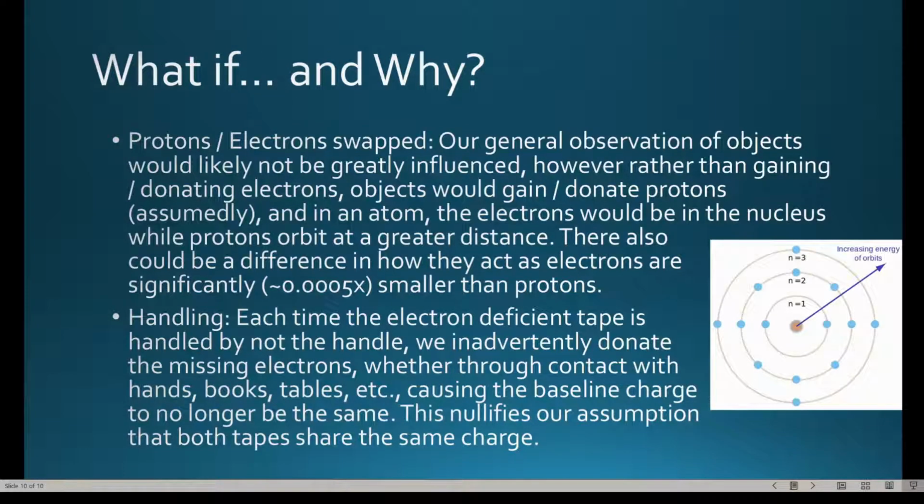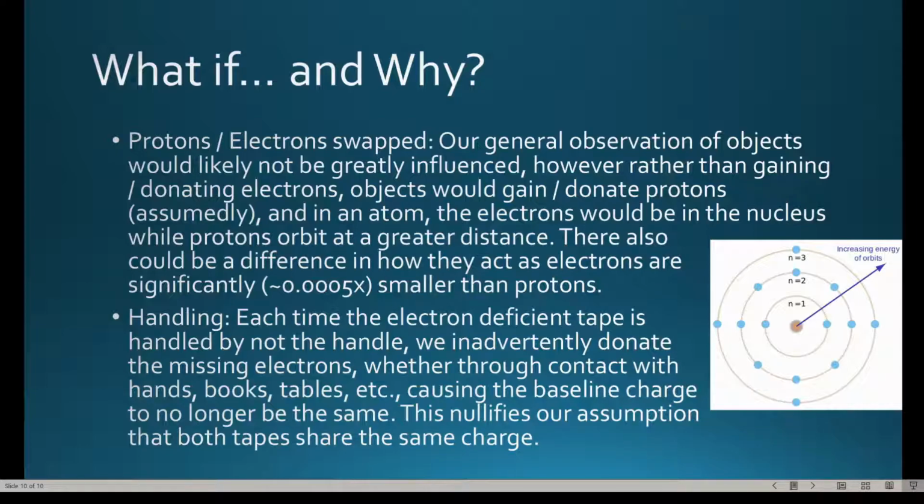As for the what-ifs, if protons and electrons were swapped, we would generally not see a difference in interactions, or at least assumedly. However, instead of electrons being donated or obtained, the objects would gain or donate protons instead. And in the atom, the electrons would be in the nucleus, while the protons orbit at the greater distance. There could be some untold consequences, however, as protons are significantly larger than electrons.